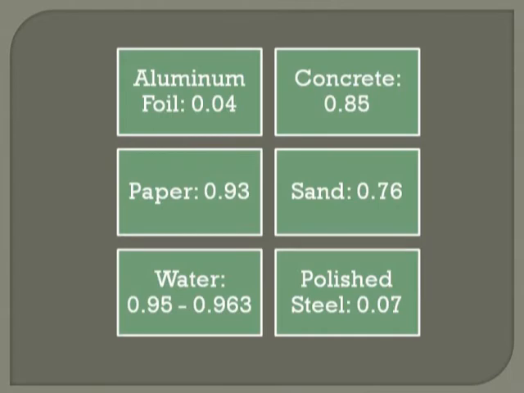Emissivity chart. Different materials have different emissivity. They range from 0 through 1. This chart shows some common materials and their emissivities. The higher the number, the higher the rate of emitted radiation.